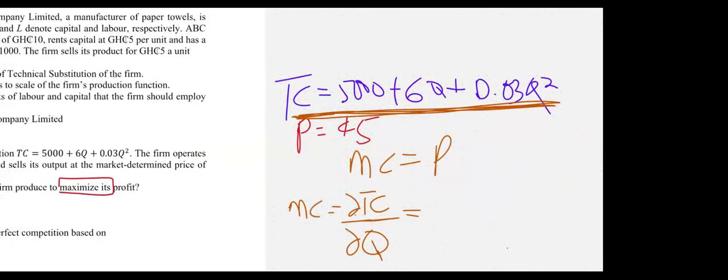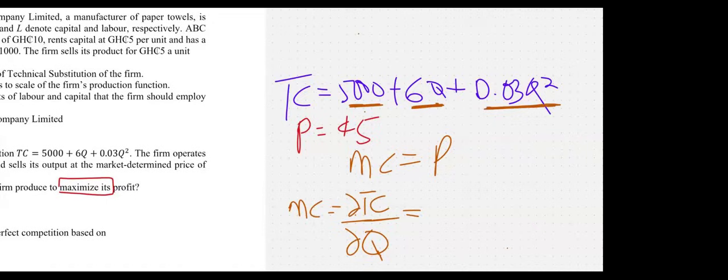So first, 5,000. Does it have a Q? I'm searching for the terms of the cost equation with a Q. So the first one, 5,000, does it have a Q? No. So I'll not touch it. I'll not differentiate it. 6Q. Does it have a Q variable? Yes. So I'm going to differentiate 6Q because it has a variable Q. The last one, does it have a Q?